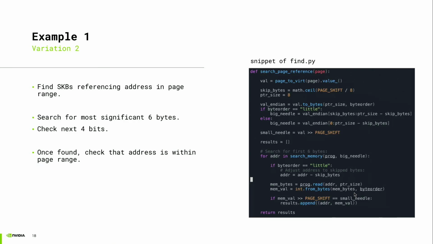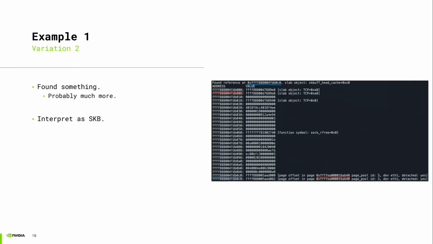So this is very useful. With this, we run it and we found the reference at this address. And the cool stuff with Drgn is that it has this identify address method, which tries to identify where the object is coming from.